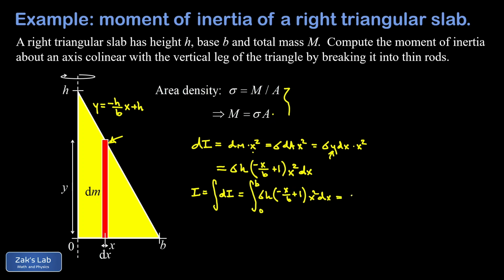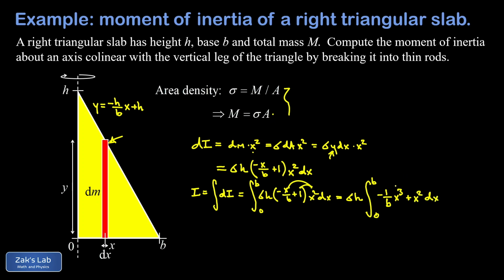So our constants, of course, are spectators here. So I'm going to write sigma times h. And then we'll go ahead and distribute this x squared to both of the terms in parentheses to make it easier to see how to use the power rule in this integral. So in my first term, I'll just go ahead and separate the constant. I have negative 1 over b times x cubed. And in my second term, I have just an x squared. And then we have our dx at the end there.